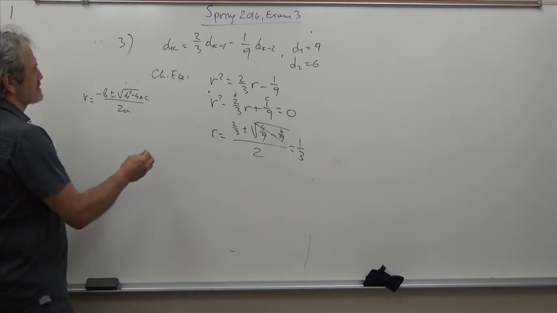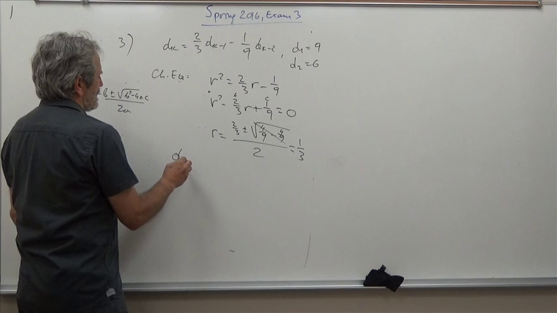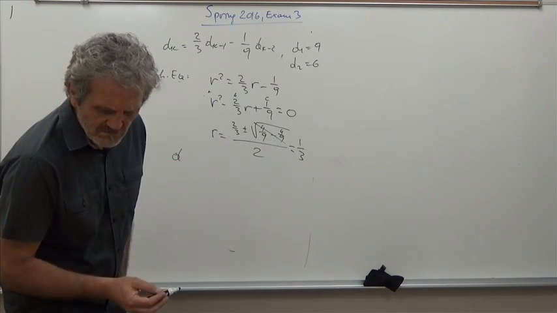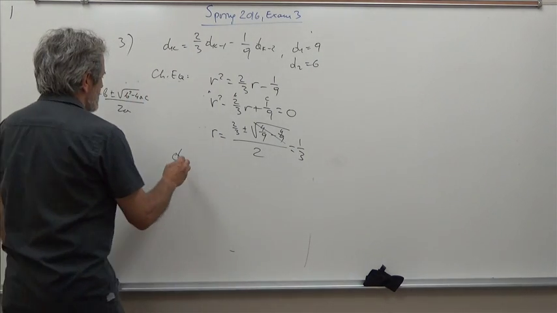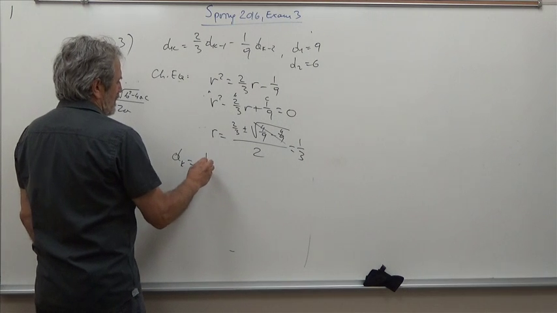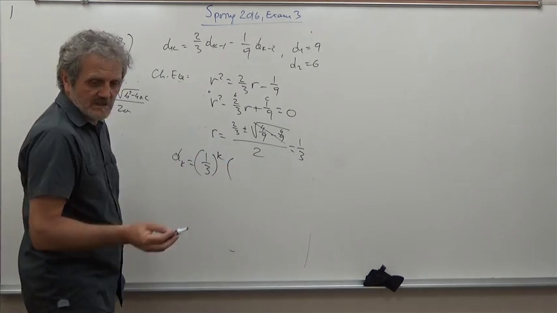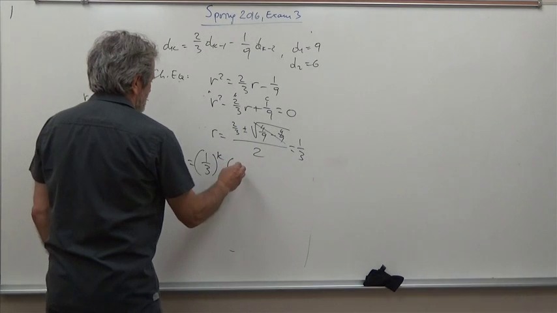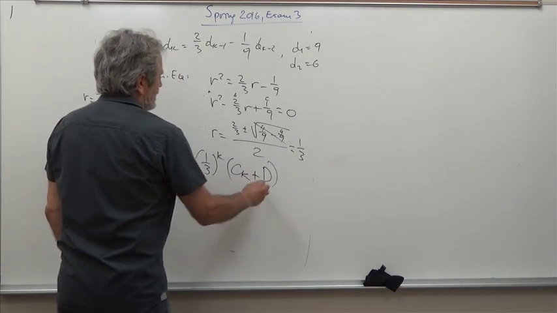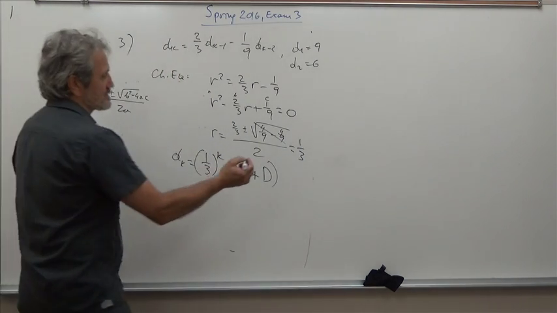When we have a double solution, then we have the formula that dk or dn, doesn't matter, dk is (1/3) to the k times (ak plus c), or k plus m, doesn't matter. That's how it is when we have a double solution.